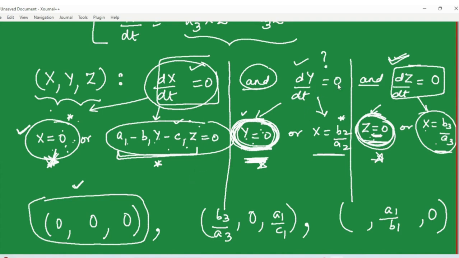Now when can dy by dt be 0? Y equal to 0 or x equal to b2 by a2. But y equal to 0 cannot be the case because y is already frozen. So now the only possibility is that this has to be b2 by a2, and that's what gives you the equilibrium point.